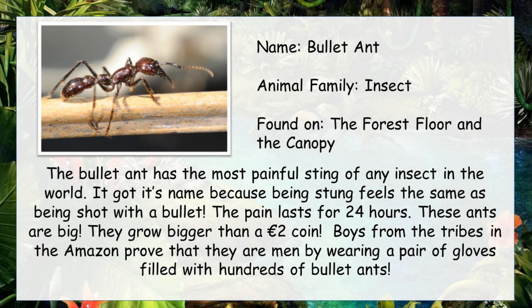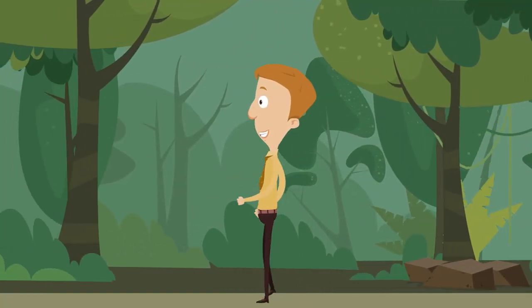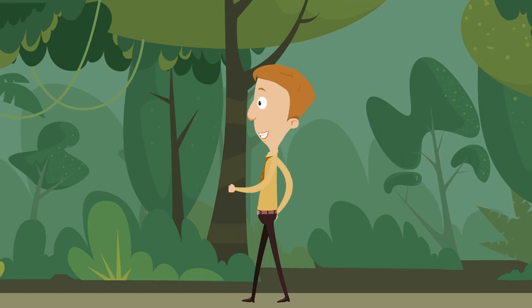Boys from the tribes in the Amazon have to prove that they are men by wearing a pair of gloves filled with hundreds of bullet ants. I think I will pass on that. Let's keep moving away from these bullet ants and see what else we can find.